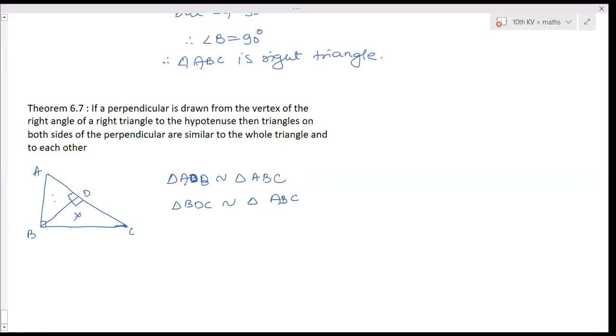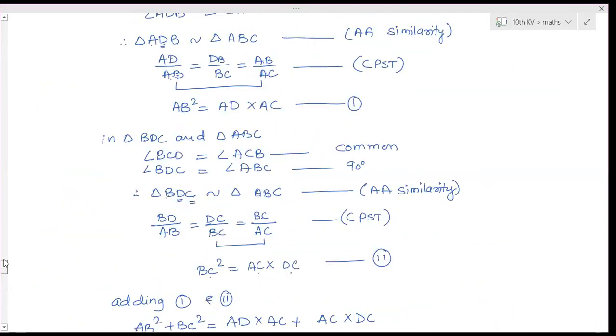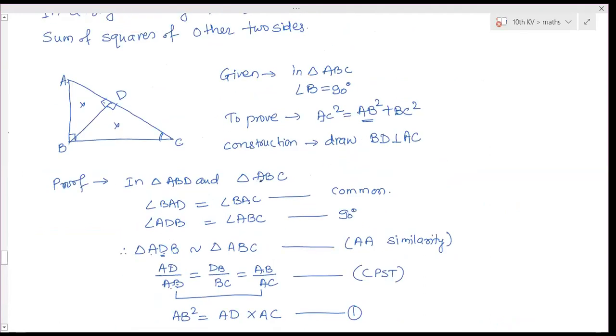ADB: angle A is common, angle B is 90 degrees, and C, B and C are separate. So these two triangles are similar. Just now you have proved this in the Pythagoras theorem. Here you already have proved that triangle ABD and triangle ABC are similar.